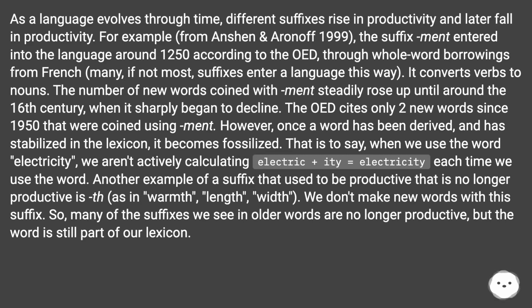However, once a word has been derived, and has stabilized in the lexicon, it becomes fossilized. That is to say, when we use the word electricity, we aren't actively calculating electric plus -ity equals electricity each time we use the word. Another example of a suffix that used to be productive that is no longer productive is -th, as in warmth, length, width. We don't make new words with this suffix. So, many of the suffixes we see in older words are no longer productive, but the word is still part of our lexicon.